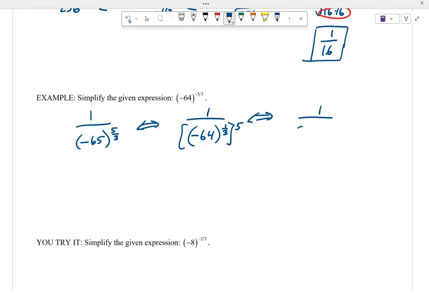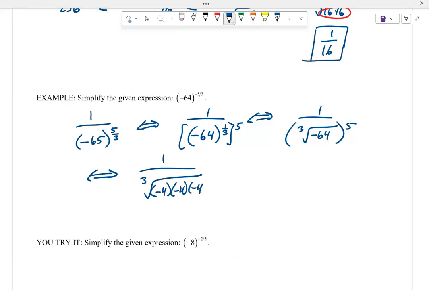So now I'm looking for the third root of negative 64. Is there something times something times something that gives me negative 64? Hopefully you recognize that would be negative 4 times negative 4 times negative 4. It's negative 64. Don't forget we're going to take it to a 5th at the end there. So the third root of negative 64 is negative 4.